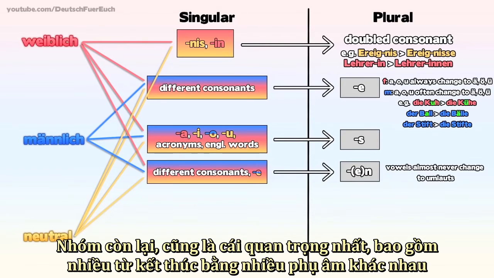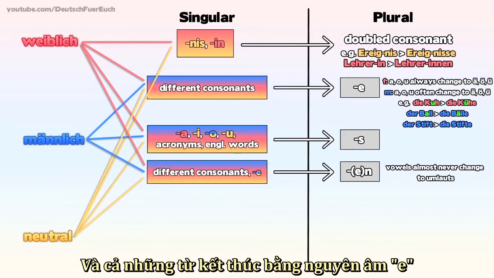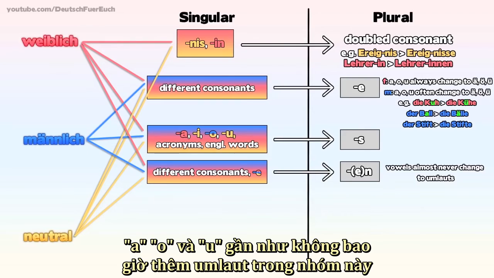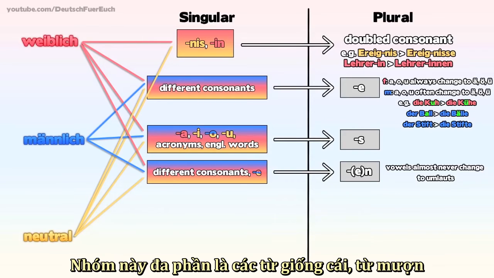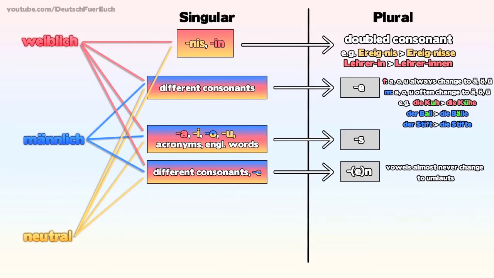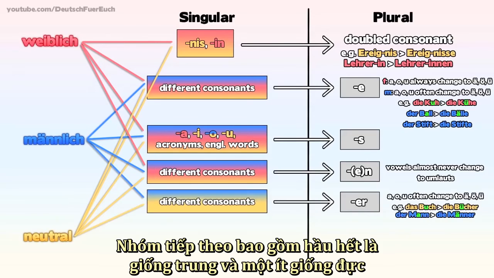Another group that contains nouns ending in different consonants, and also, actually most importantly, all words ending with an E, is pluralized by adding N, so en, to words ending in consonants, and just an N to words ending with an E. A, O, and U almost never change to umlauts in this group, and gender-wise, most female nouns, a lot of foreign words, a few neutral words, and also a special group of male words called the Endeklension go in this category.